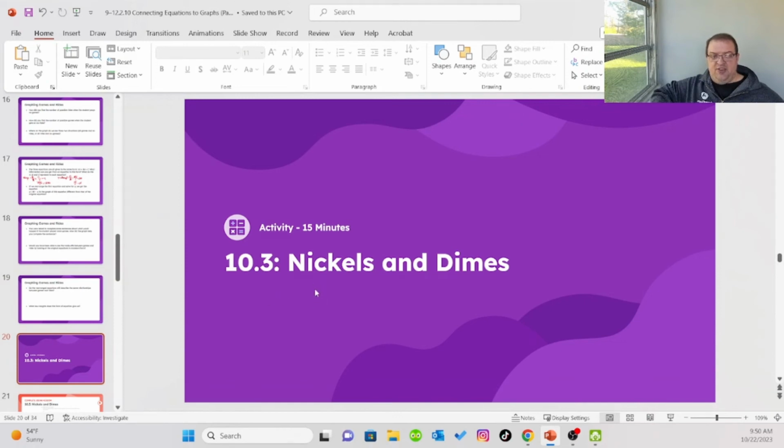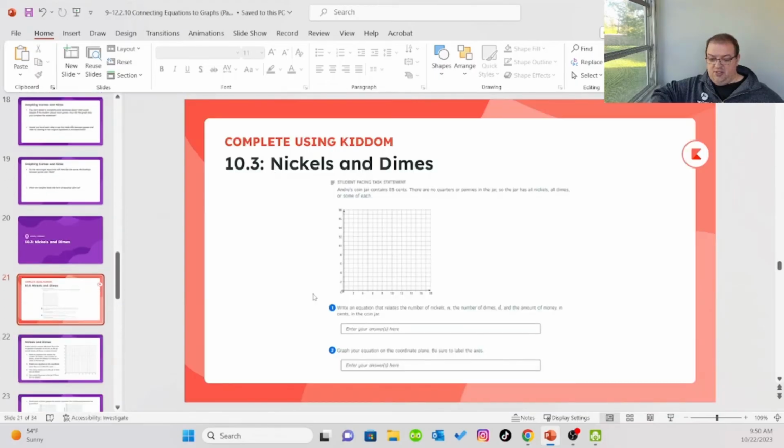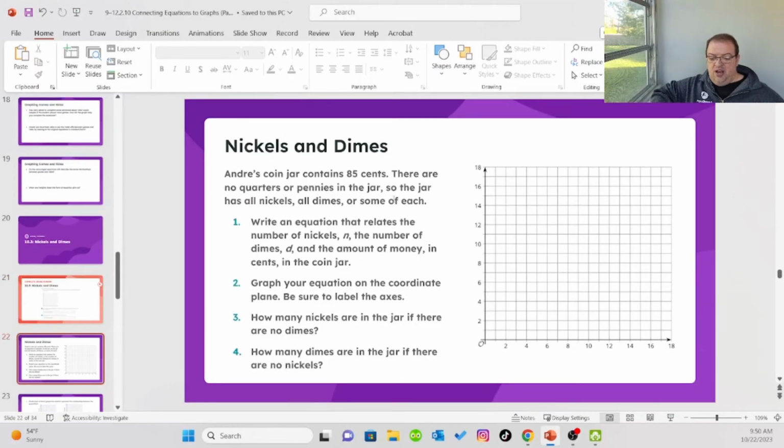Our next activity is 10.3, nickels and dimes. Andre's coin jar contains 85 cents. There are no quarters or pennies in the jar, so the jar has all nickels, all dimes, or some of each. Write an equation that relates the number of nickels n, the number of dimes d, and the amount of money in cents in the jar.